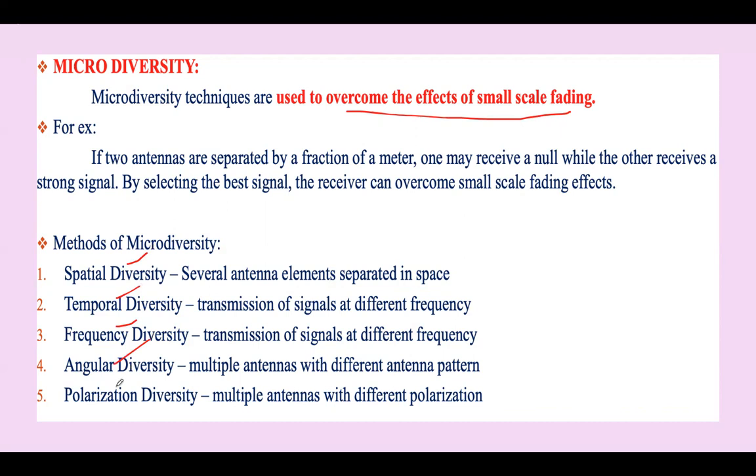In case of microdiversity, there are different methods such as spatial diversity, temporal diversity, frequency diversity, angular diversity, and polarization diversity. In case of spatial diversity, what we actually do is we use several antenna elements which are separated by space.